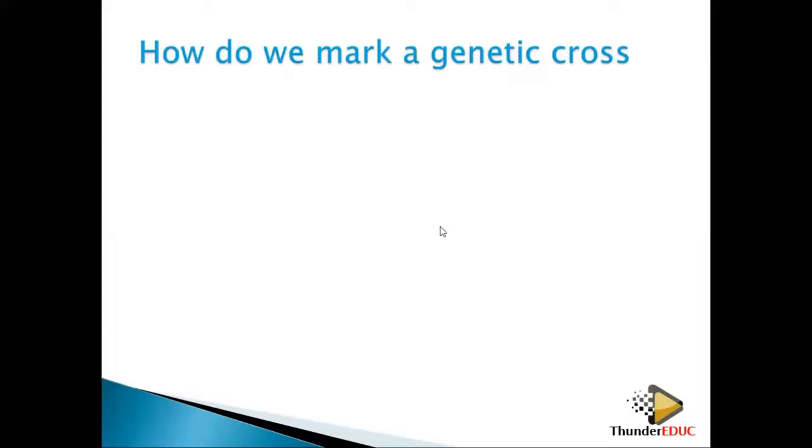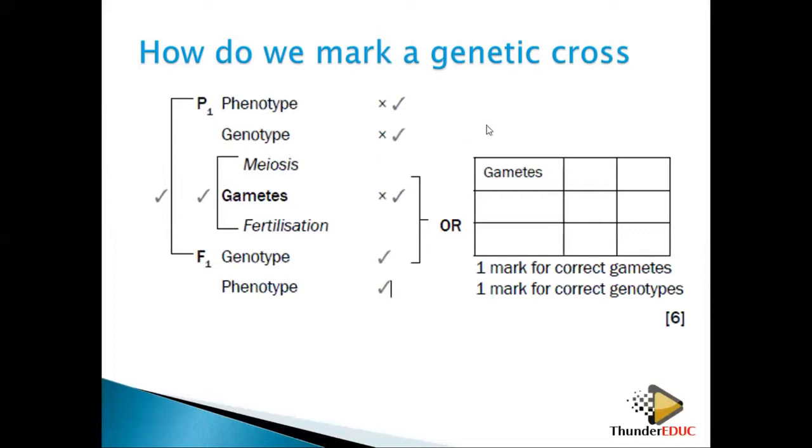So that's how we mark. How do we mark a genetic cross? That's what I've been trying to explain. This is a practical example. So P1, F1, we give you a tick. Meiosis and fertilization, we give you a tick. Writing the phenotype, we give you a tick. Writing the genotype, we give you a tick. Then crossing them, putting the gametes here and crossing them correctly, we give you a tick. Writing the genotype will give you a tick, and then writing the phenotype will give you a tick. P1 and F1 can change to P2 and F2 if it is the second generation.